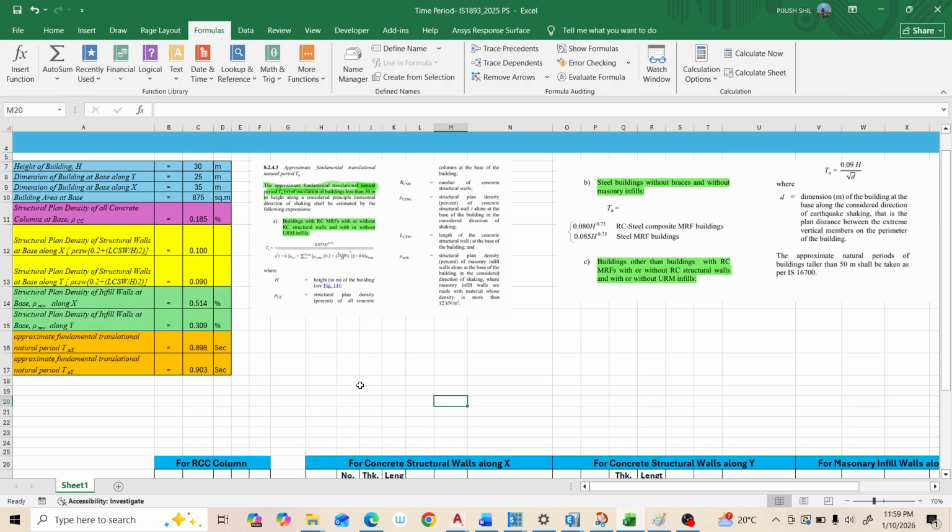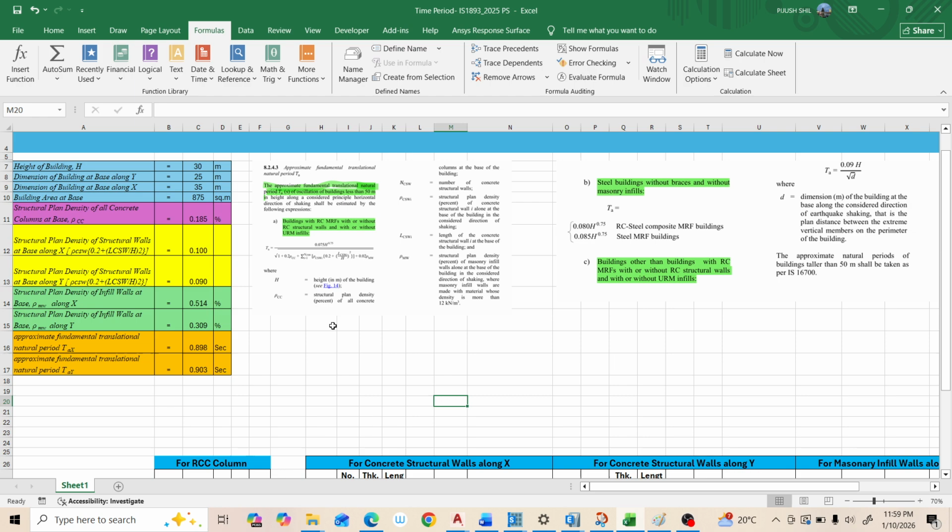Usually, if you go through that particular clause, you will see there are three: A, B, and C. B and C, I think we already got in our last revision, 2016, but A they have included newly. Here we have to calculate this time period based on the plan area, the column plan density, wall plan density, and both the walls, structural walls and infill walls. So we'll see how we can calculate.